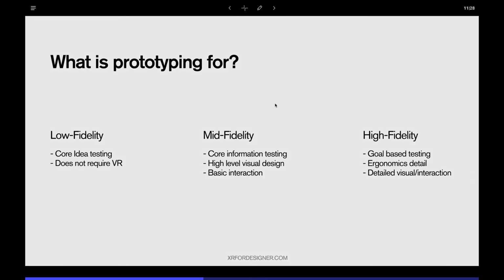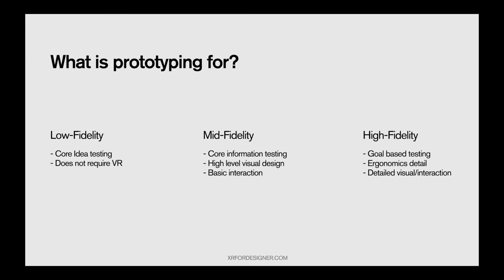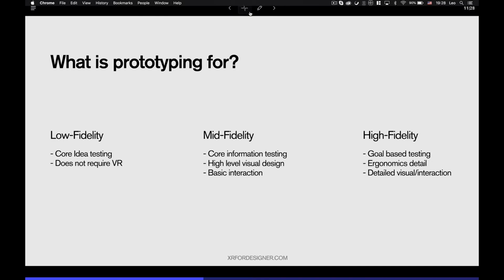And then we have the last one, the high fidelity prototype. When doing a high fidelity prototype, you always want to have a goal. You want to test whether the text is big enough, whether the content is clear or not, whether the interaction is intuitive or not. In high fidelity prototyping, you also want to test ergonomics, meaning is the audience comfortable doing what you want them to do, reading text, sitting down or playing or moving around. You don't want to make them dizzy or feeling uncomfortable. You also want to test detailed visual interactions.